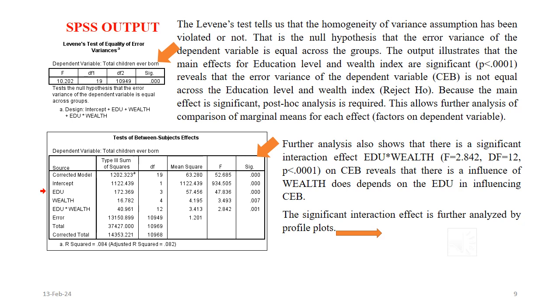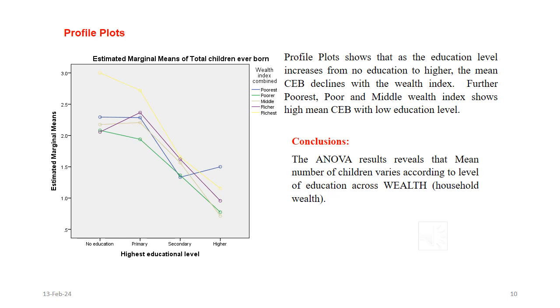Therefore, the test of between-subjects effects, further analysis, has been carried out, and it shows that there is a significant interaction effect, education with wealth, on children ever born. That reveals that the influence of wealth does depend on education in influencing the children ever born. This significant interaction effect is further analyzed by using the mean plots. This will give the profile plots of each factor on the dependent variable.